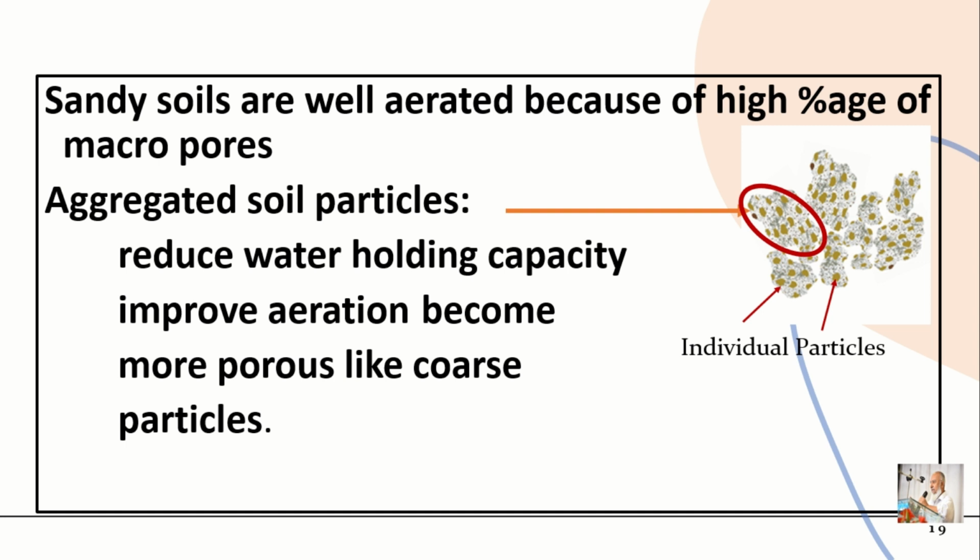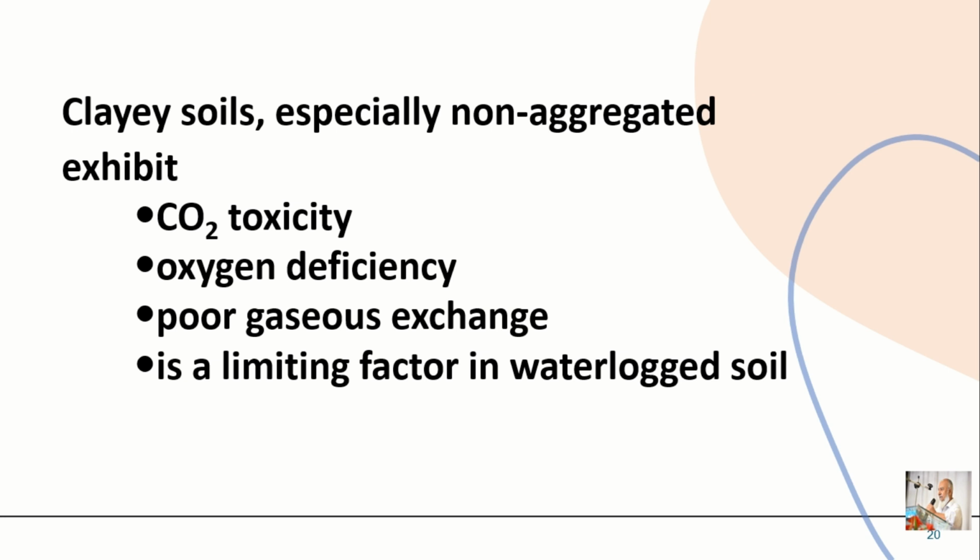अब ये जो aggregate cells हैं, they provide spaces. अब देखें कि spaces are there. They reduce water holding capacity, improve aeration, more porous like coarse particles. So this is another way that would help clay soils to become porous.